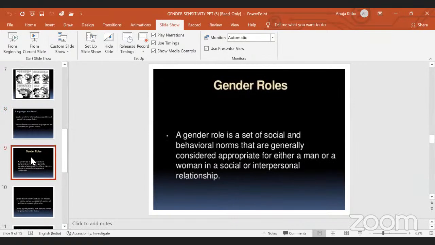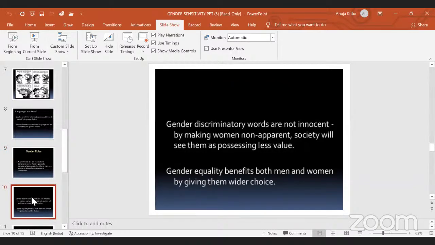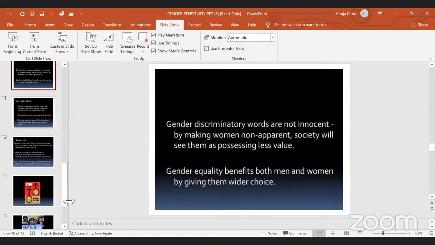Thank you, Anuja. Gender roles. Gender role is a set of social and behavioral norms that are generally considered appropriate for either a man or a woman in a social or interpersonal relationship. Gender discriminatory words are not innocent by making women non-apparent. Society will see them as possessing less value. Gender equality benefits both men and women by giving them wider choice.